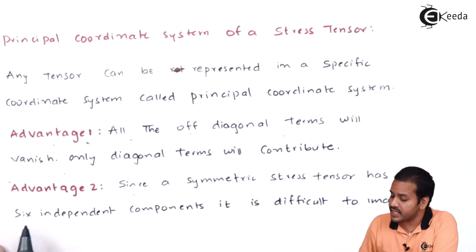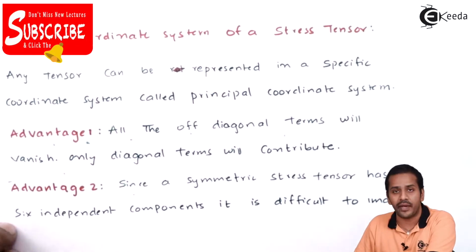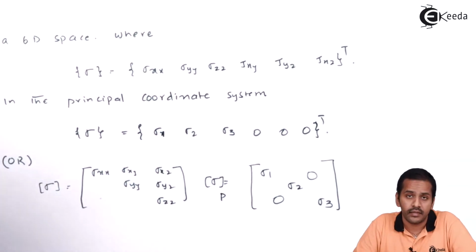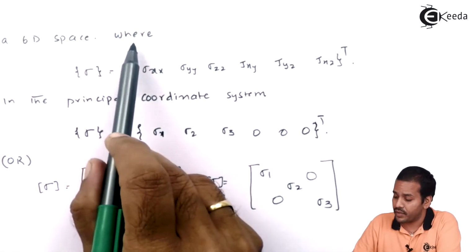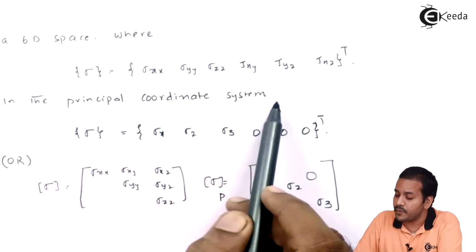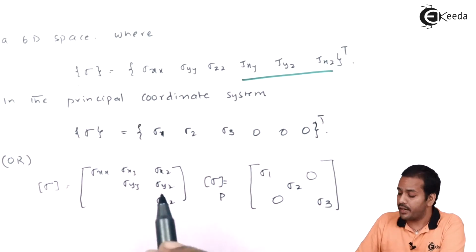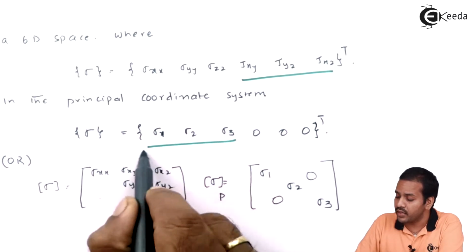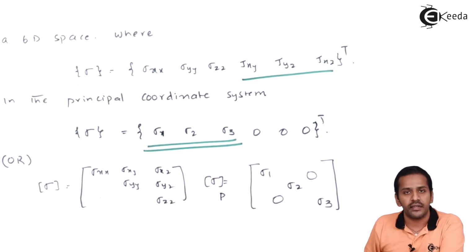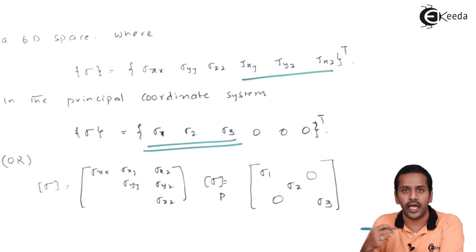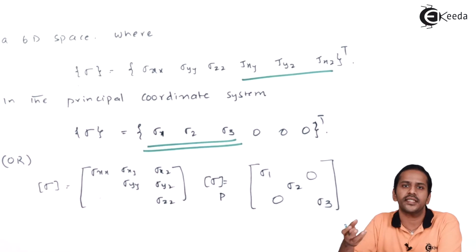Since the symmetric stress tensor has 6 independent components, it is difficult to imagine a 6-dimensional space. That is why, in the principal coordinate system, these shears will become 0. That is, it will boil down to only 3 individual components. 3D space is something we can imagine. So that is why this stress space will allow us to imagine the stress in this 3D space.